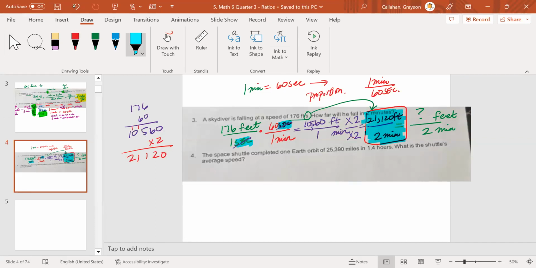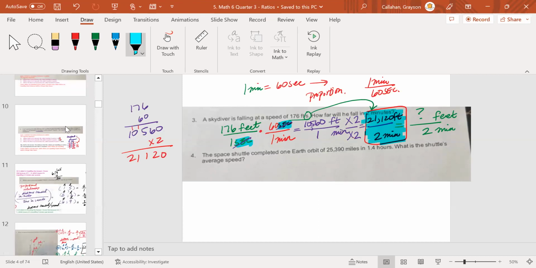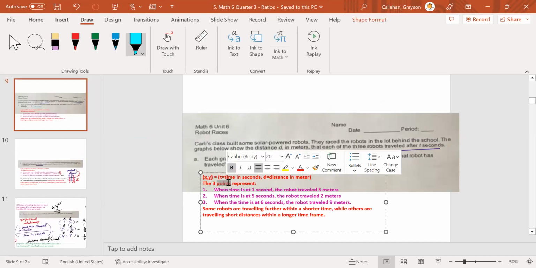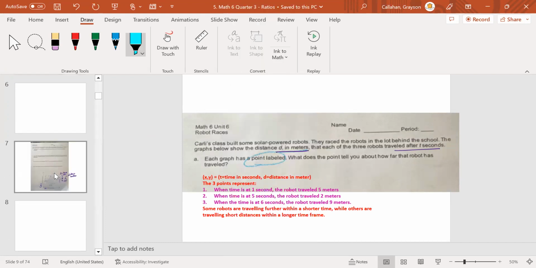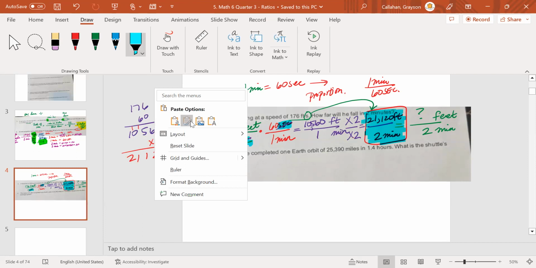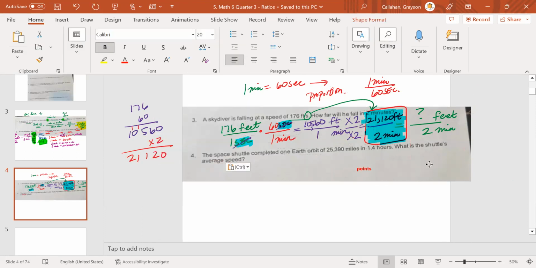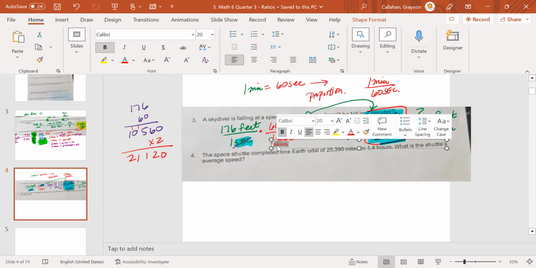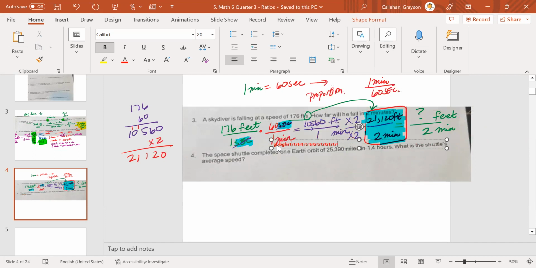So it asks you, a skydiver is falling on this. How far will you fall in 2 minutes? Your answer will be... I'm going to go back and answer the question.